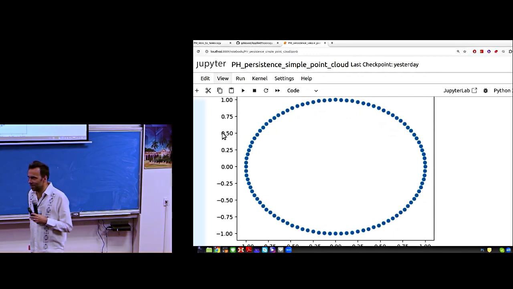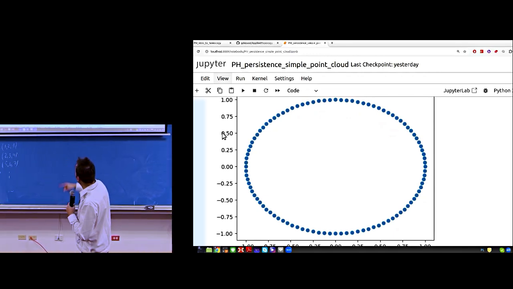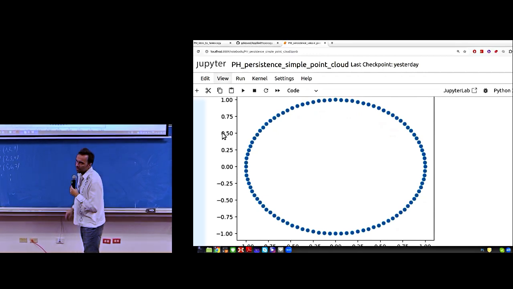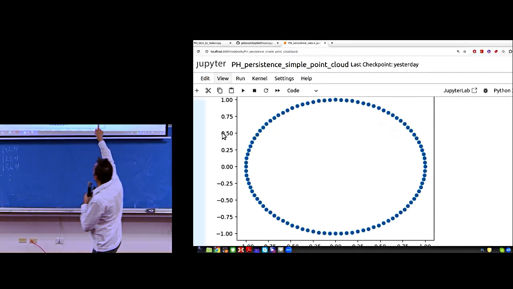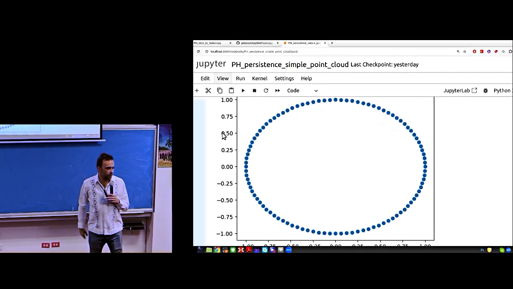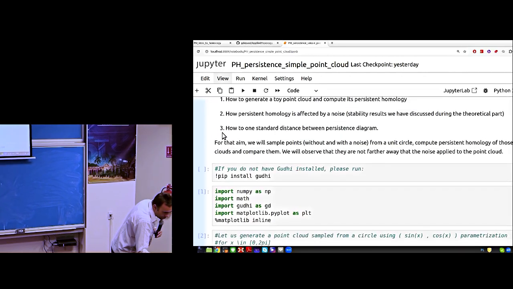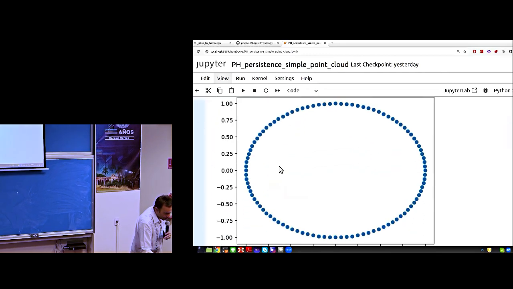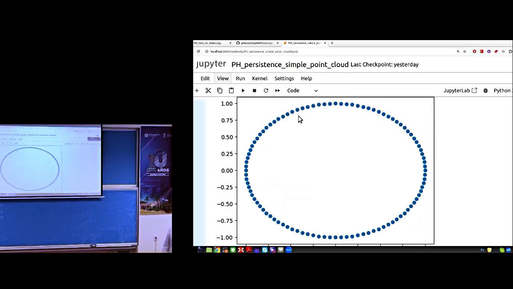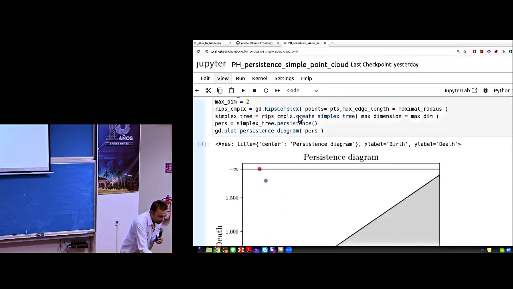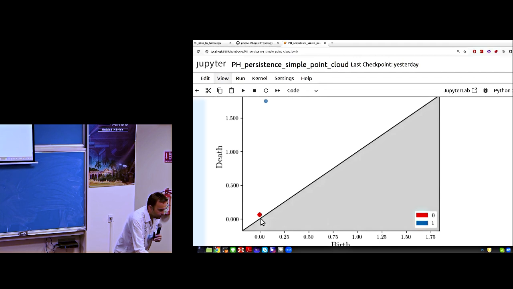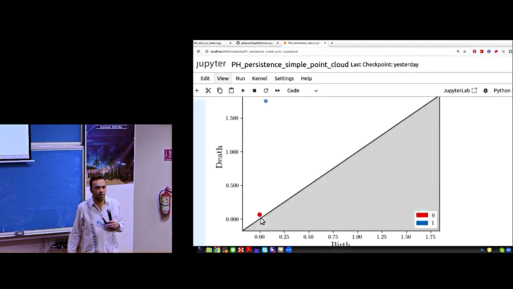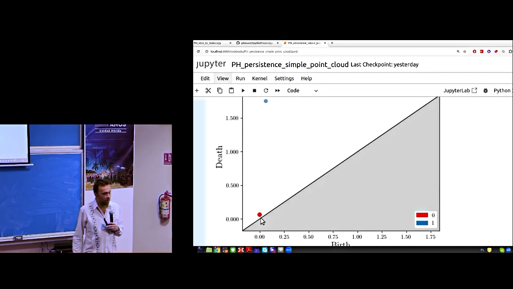Give me 30 seconds, and if I didn't answer, then you ask again. So the spacing is almost the same. For very, very small radii, we'll have 100 points, 100 connected components, because this is the number of points I generated right here. But once we reach half of the spacing between points, they all become connected. That's why that point over here really has multiplicity 99, because we have 99 classes essentially dying together at the same time. Does that answer your question? Good. All right.